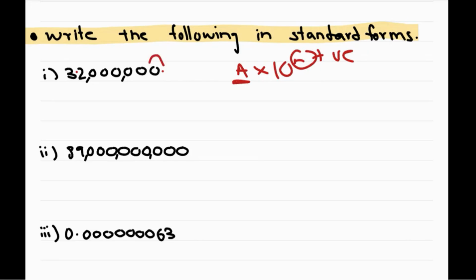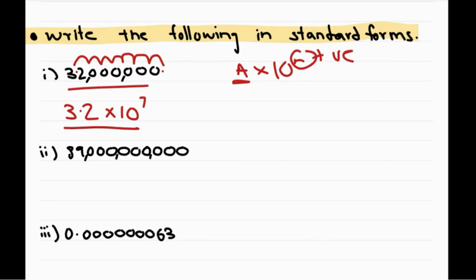So we're going to move it towards the left, 1, 2, 3, 4, 5, 6 and 7, right? So we moved it 7 times towards the left. So we can write to the power 7, a positive number, and the front number is going to be 3.2. So we just wrote this number. So what we did here is we wrote this number in its standard form.